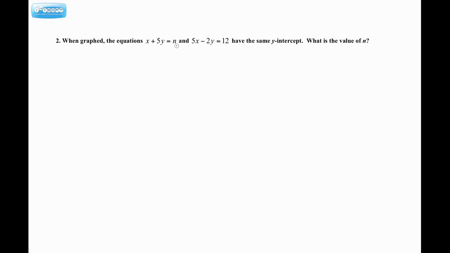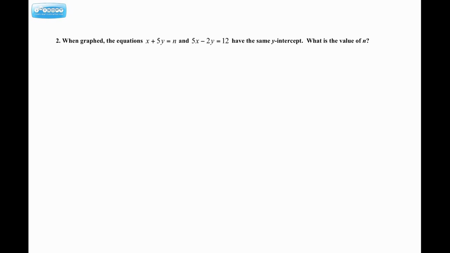So this equation is incomplete. This equation, however, is complete. The only problem is it's not written in slope-intercept form, so we might have to take care of that. We are told, however, that if we were to graph these lines, they have the same y-intercept. So therefore, we're actually going to have two lines that intersect at the same point. And then we can use that information to find the value of n.